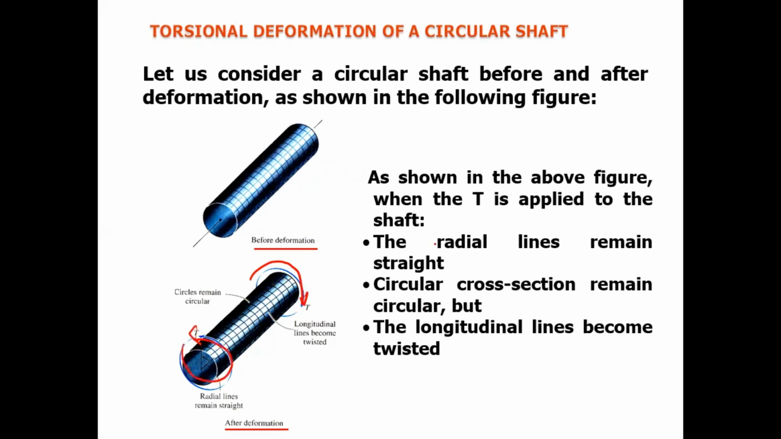After the application of torque, when T is applied at the shaft, the radial lines will remain straight. These are the radial lines. The circular cross section remains circular, but the longitudinal lines become twisted. These are the longitudinal lines. This is the original position, suppose straight from here to here. Now it is twisted from here to here. This is the situation after deformation.